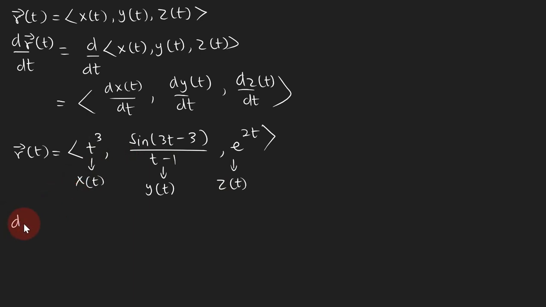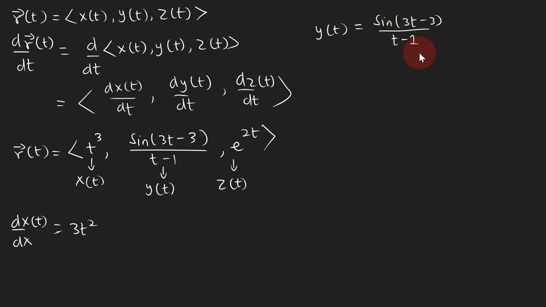So we're going to have dx/dt equal to the derivative of t to the power 3, that will be 3t squared. And then let's do the same for the second component function. So we have y of t equal to sine of 3t minus 3 divided by t minus 1. We have to find the derivative of this function here.